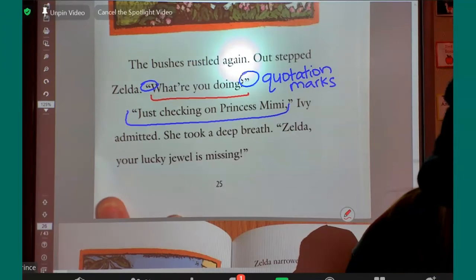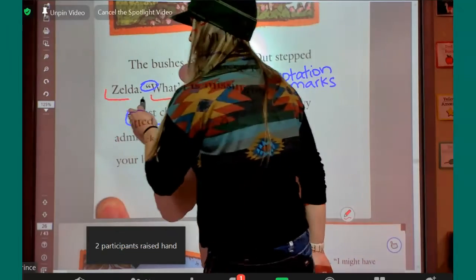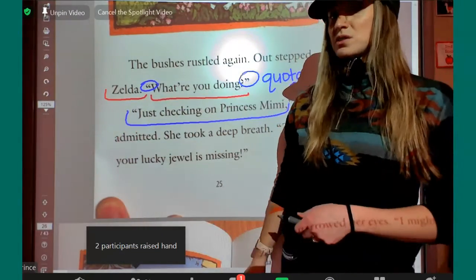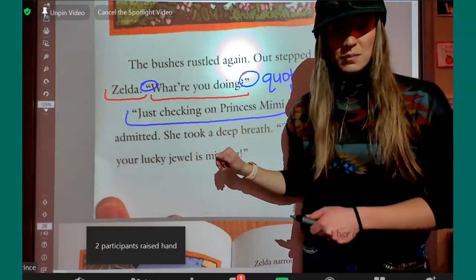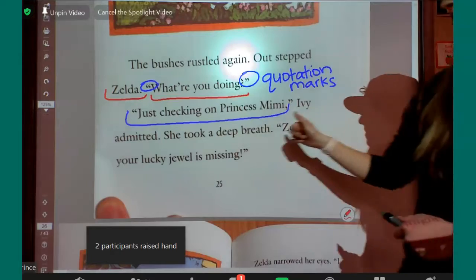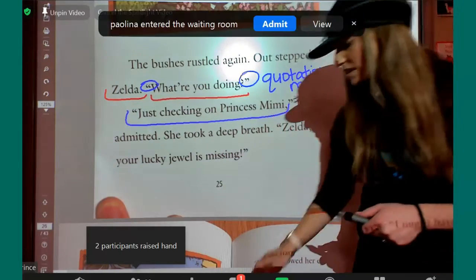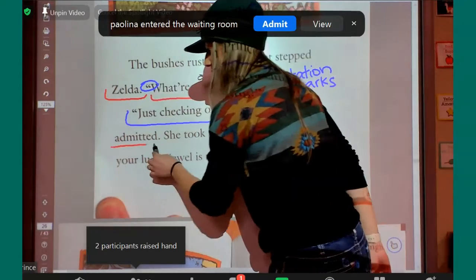Jose, do you know? Yes, Zelda. Good job. So Zelda was in the bushes, and Zelda says, what are you doing? Because Ivy was over by the time capsule checking on Princess Mimi. So Ivy says, just checking on Princess Mimi, and then we know who said it because it tells us right here. Ivy admitted.